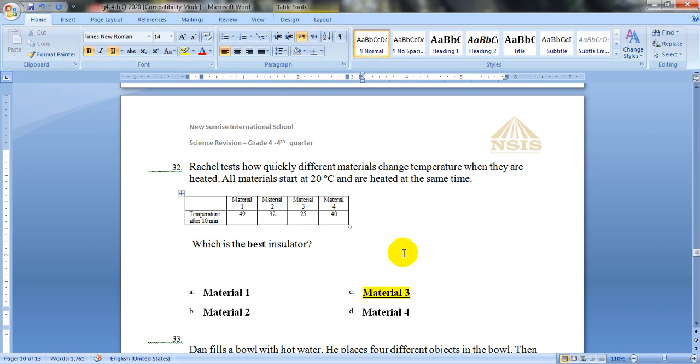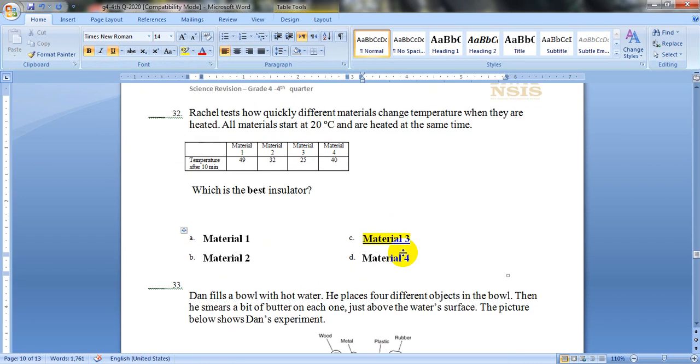Why did we choose it? Because an insulator doesn't let heat pass through it. And here its temperature was 20, and after 10 minutes it's 25. It didn't rise up very much, so it's an insulator.